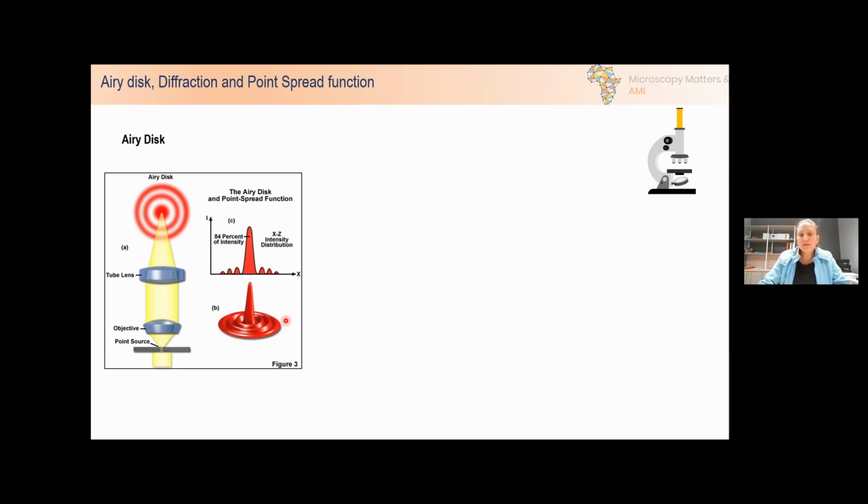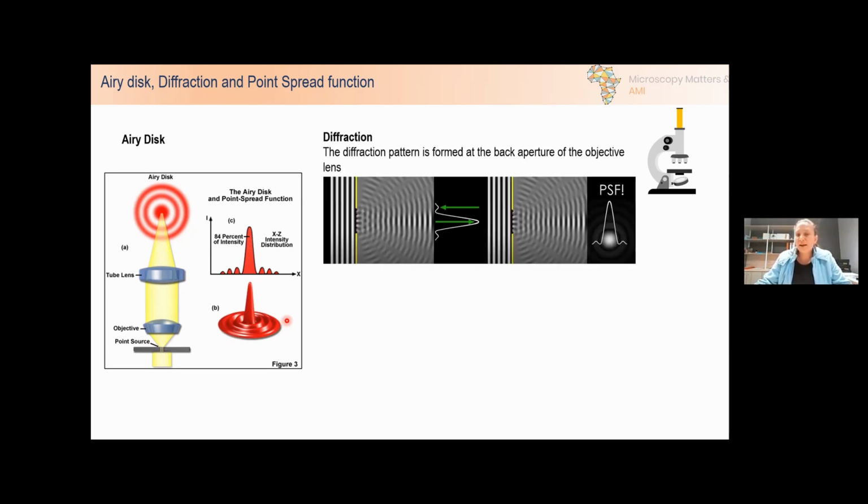The reason for this is because there's diffraction throughout the objective. The diffraction pattern is formed at the back aperture of the objective when light travels into the objective. You will see that there's a major peak right in the center. This is called the airy disk. And the width of this airy disk is determining what we call the point spread function.